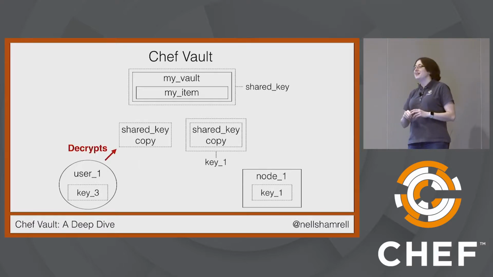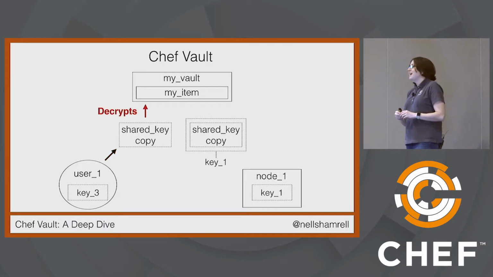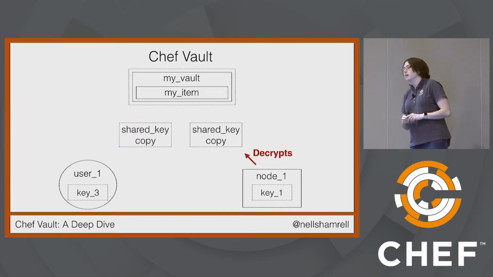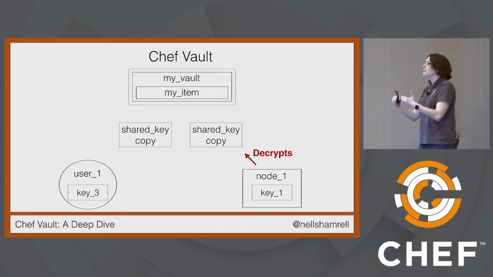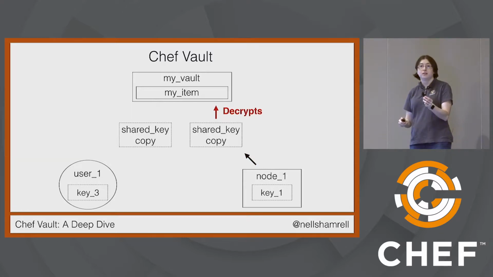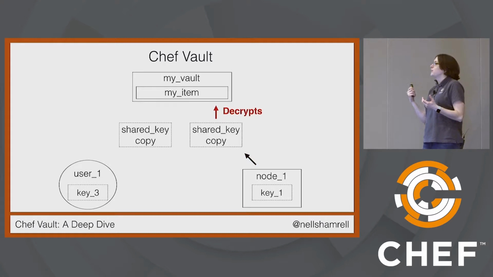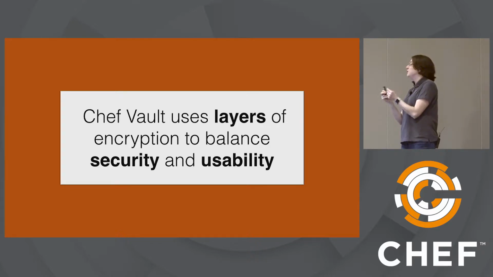So that means if user one needs to access that vault from their workstation, they're first going to use their own key to decrypt that copy of the shared key, and then they will be able to decrypt the vault itself and access the information inside of it. And it's the same thing with the node. When that node needs to access information inside the vault, it's going to use its key pair to decrypt the copy of that shared key, and then use that shared key to decrypt the vault itself. Now, what this highlights is that the approach of Chef Vault is to use layers of encryption to balance that need for security and usability and help make key distribution, again, if not easy, at least easier.